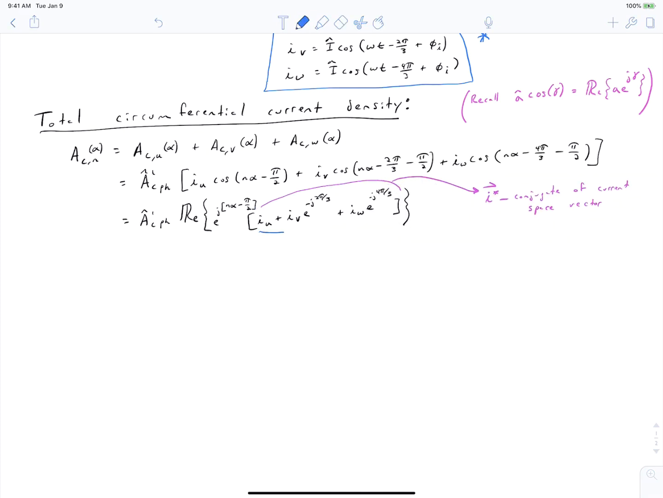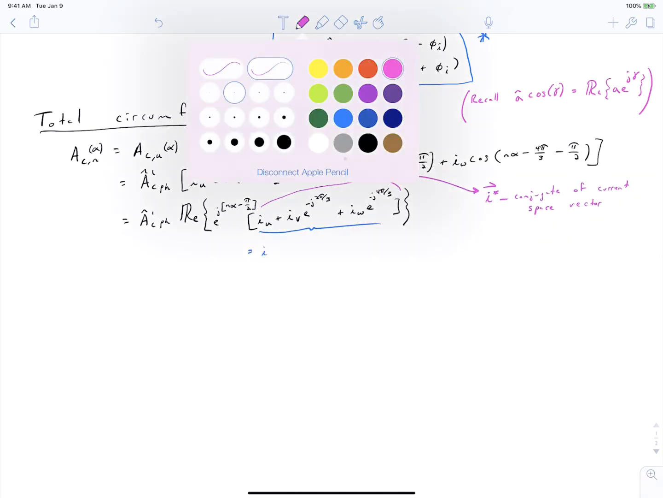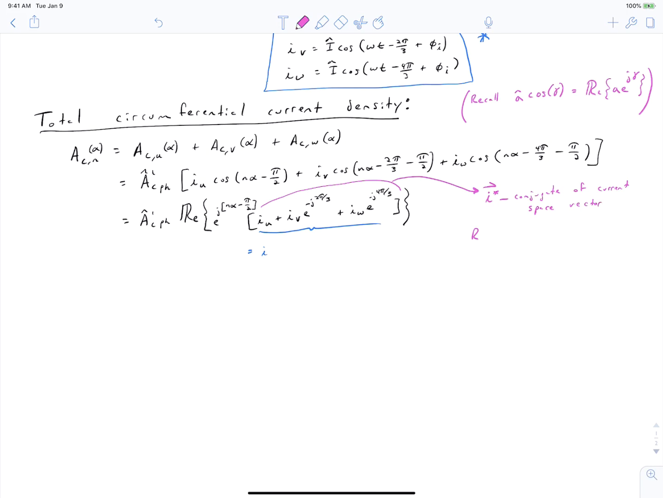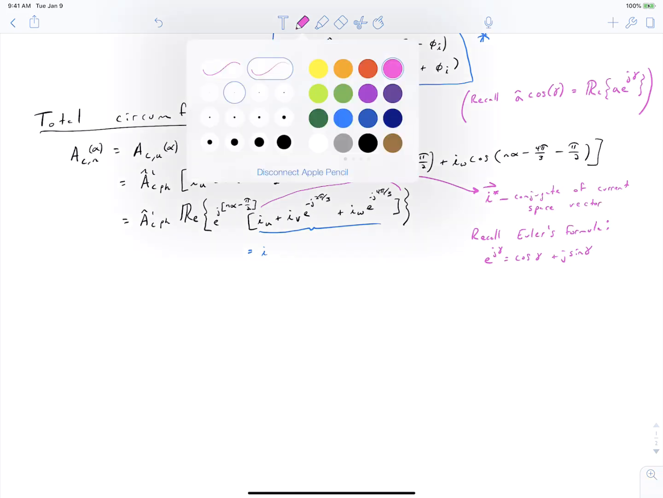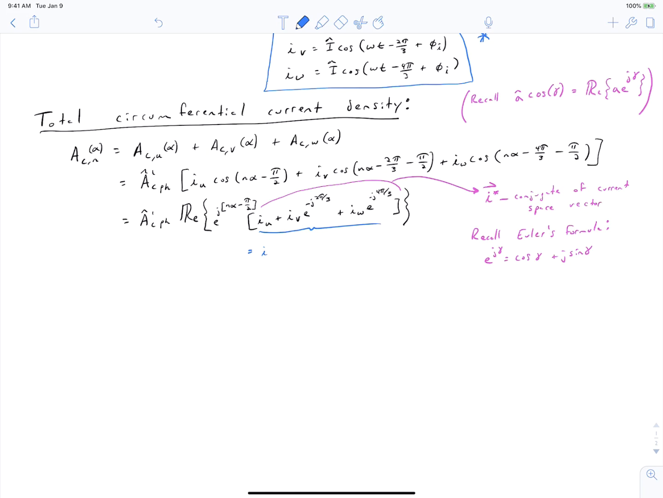And so we can work on this quantity, but in order to go further, I need you to recall Euler's formula, which is that e to the j gamma is equal to cosine of gamma plus j times the sine of gamma. So if we use that in this expression, we can write it in terms of cosines and sines.